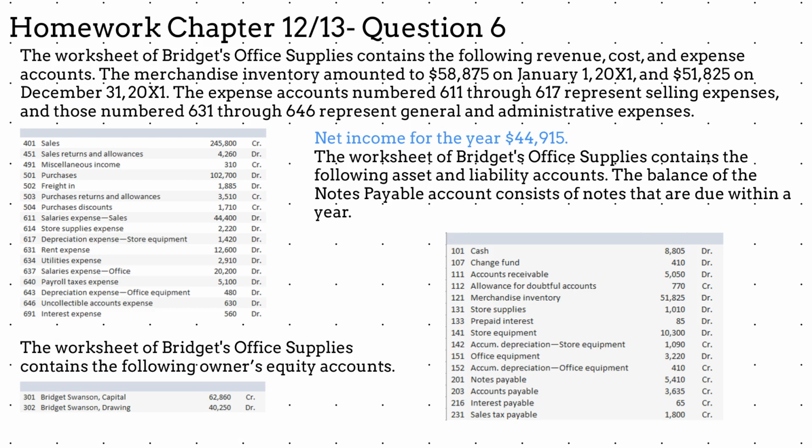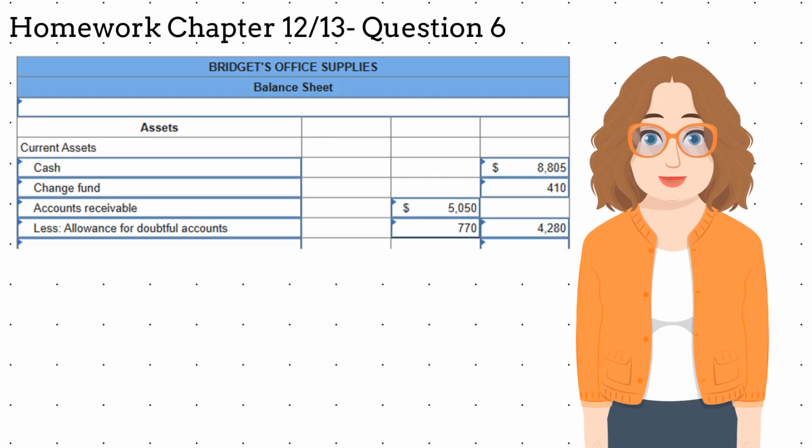This is question 6, and there is a lot of information here for Bridget office supplies. Most of it you won't need to complete the balance sheet. We have all of the balance sheet accounts listed here, as well as the owner's equity accounts, and we have the net income. So, let's get started. We start with the asset side of the balance sheet and enter the current assets of cash for $8,805 and the change fund of $410. Next, we'll enter the accounts receivable and subtract the allowance for doubtful accounts. Hope this gives you a good start.